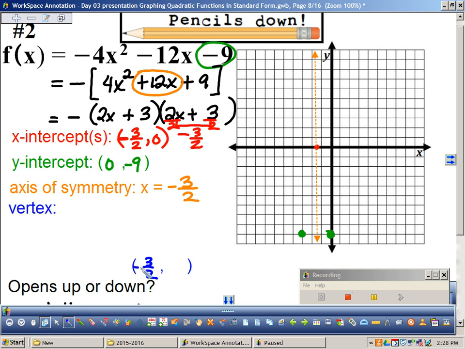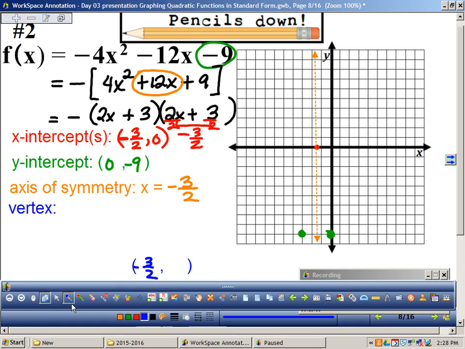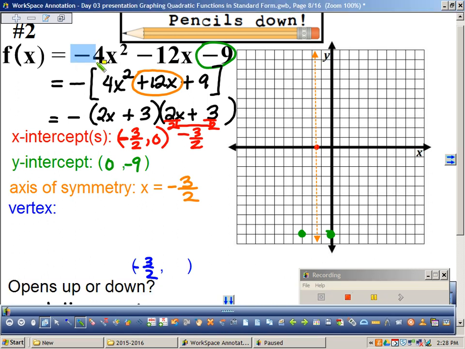I want to find the rest of it. So I'm going to go ahead and plug it back in. I can plug it back in two different places. Does it look like fun to plug it back in here?